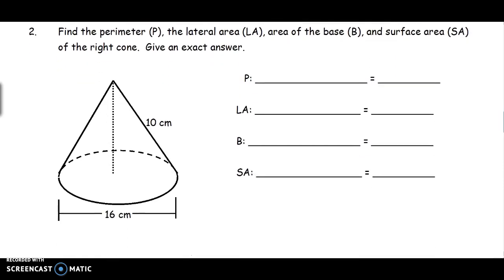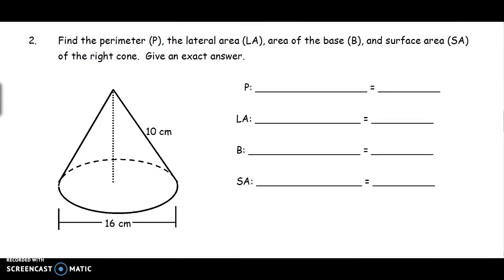Here in our cone, it says give an exact answer, which means pi still is included. We need the perimeter of the base, which is also its circumference. So since our diameter is 16, our circumference is going to be 16 pi, and our units are centimeters. Our lateral area is going to be pi r times the slant height.